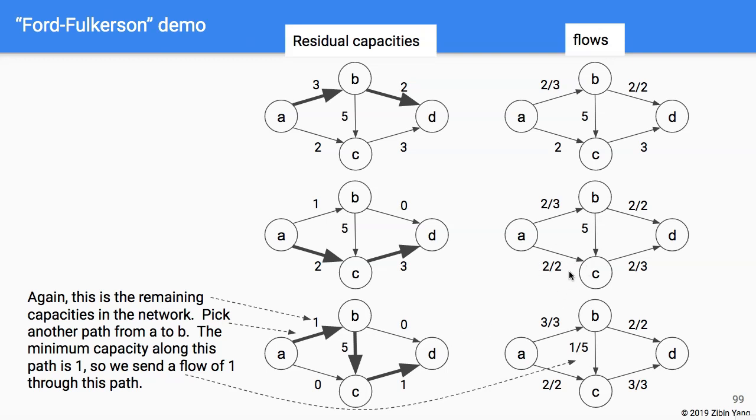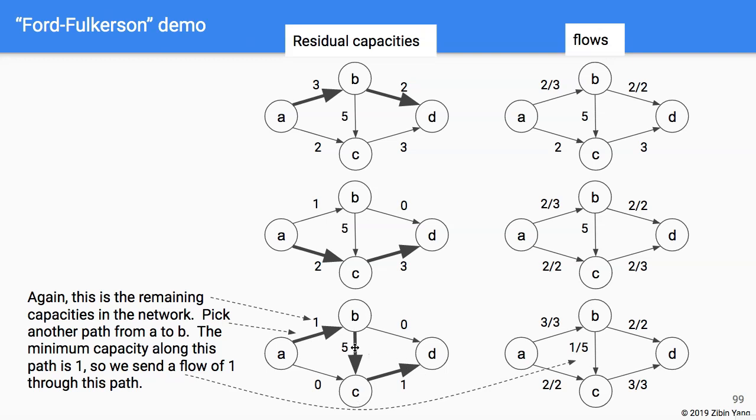So the edge here, all its capacity has been used up, so it becomes 0, and this edge still has 1 remaining capacity, so that's why it's 1. So finally, now that we have this residual capacity network, we have to pick another path, see if there's another path through it. And there still is. So from A to B, B to C, and then C to D.